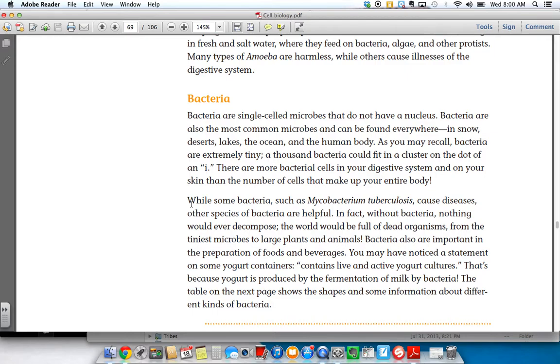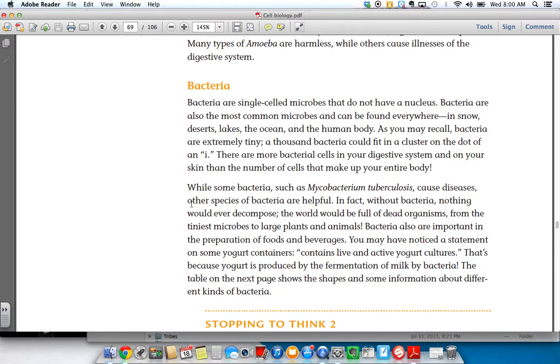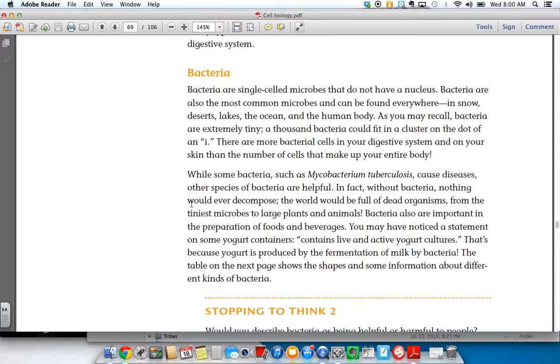There are more bacterial cells in your digestive system and on your skin than the number of cells that make up your entire body. A pretty amazing fact there. Well, some bacteria, such as, good luck with this one, Mycobacterium tuberculosis, cause diseases. Other species of bacteria are helpful.